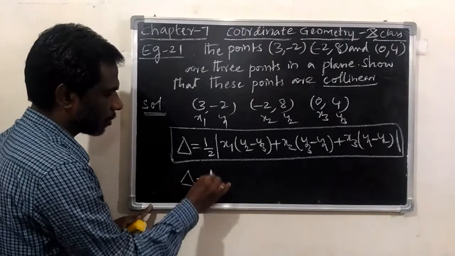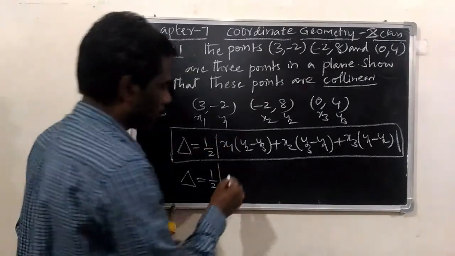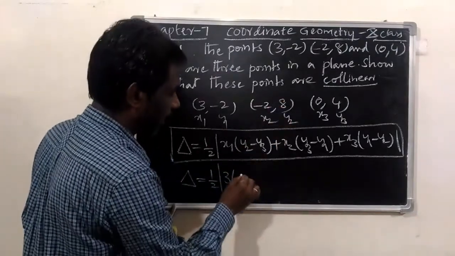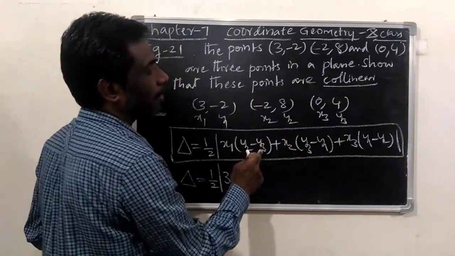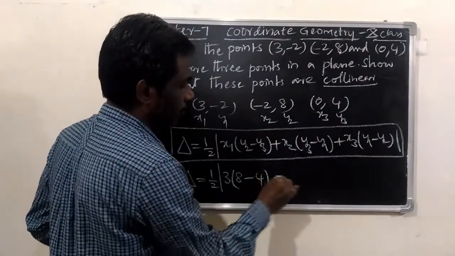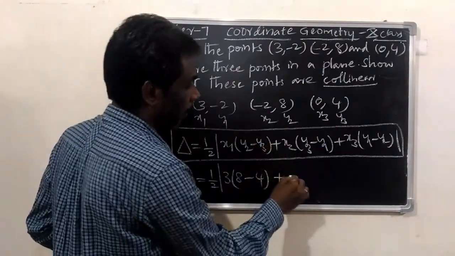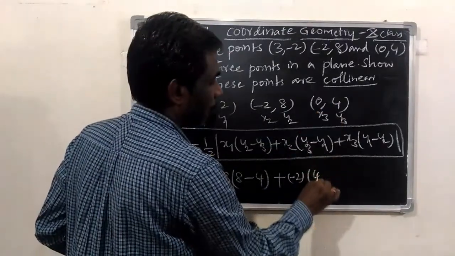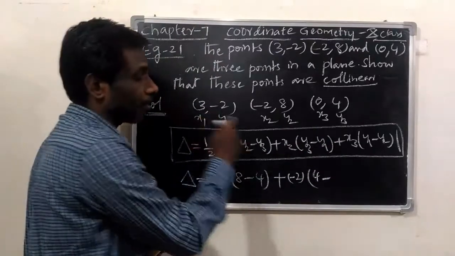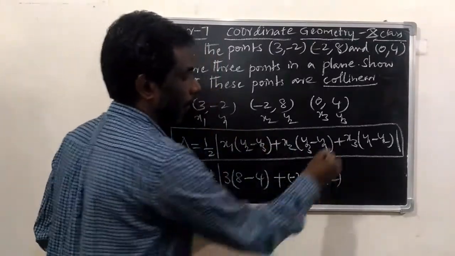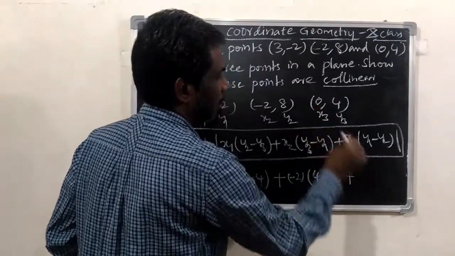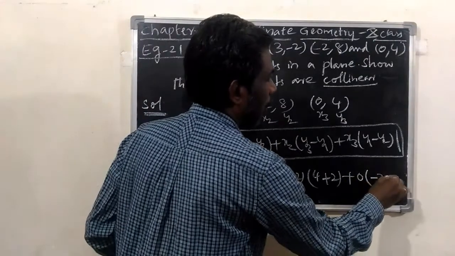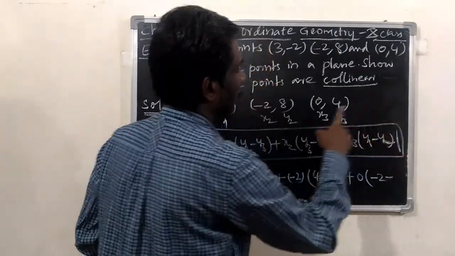Now substitute the values of x1, y1, x2, y2, x3, y3 in this formula. Delta equals 1 by 2 mod of x1. x1 is 3 into (y2 minus y3). y2 is 8, minus y3, y3 is 4, plus x2. x2 is minus 2 into (y3 minus y1). y3 is 4, minus y1, y1 is minus 2, minus into minus is plus 2. Plus x3. x3 is 0 into (y1 minus y2). y1 is minus 2, minus y2, y2 is 8.